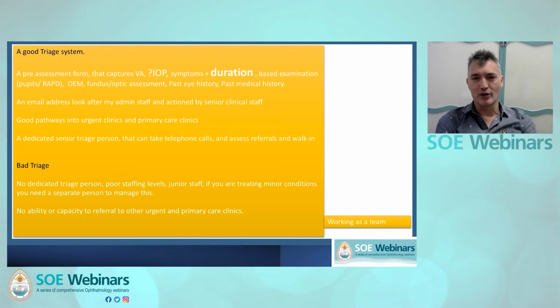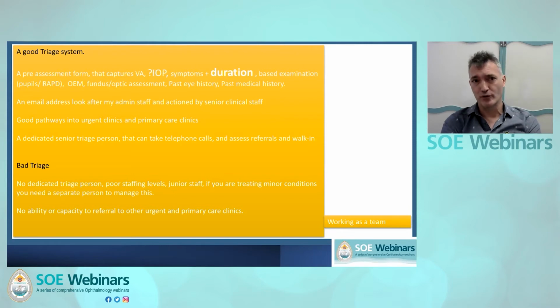Also, documentation of symptoms, duration again, you must have the duration on these things. A basic examination of the eye would be helpful on the pre-assessment form. Pupils, RAPD, ocular eye movements, and possibly a fundus examination or optic disc assessment. Also, if the patient's had previous eye problems and past medical history. These are all very useful for a triage person to know in a referral.